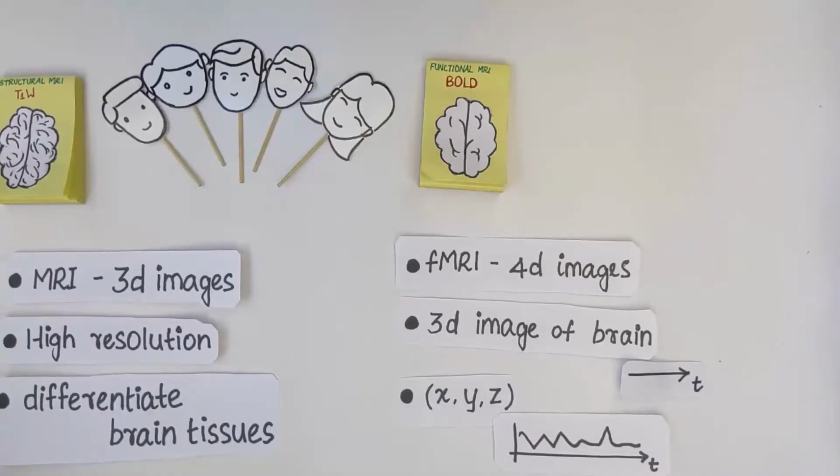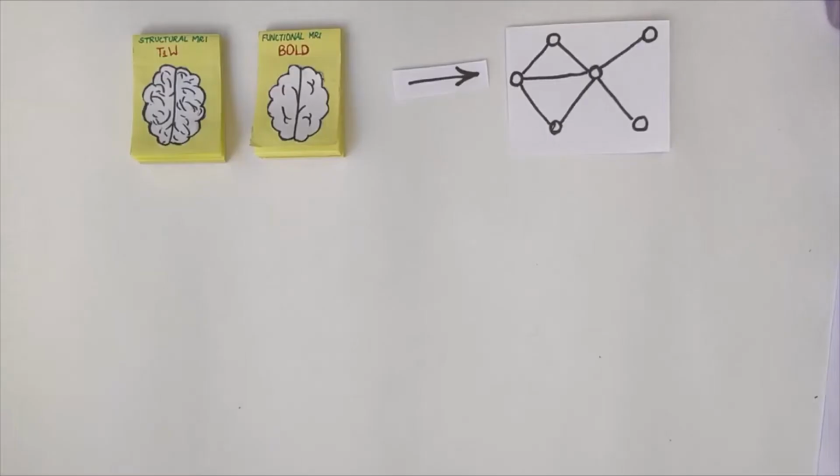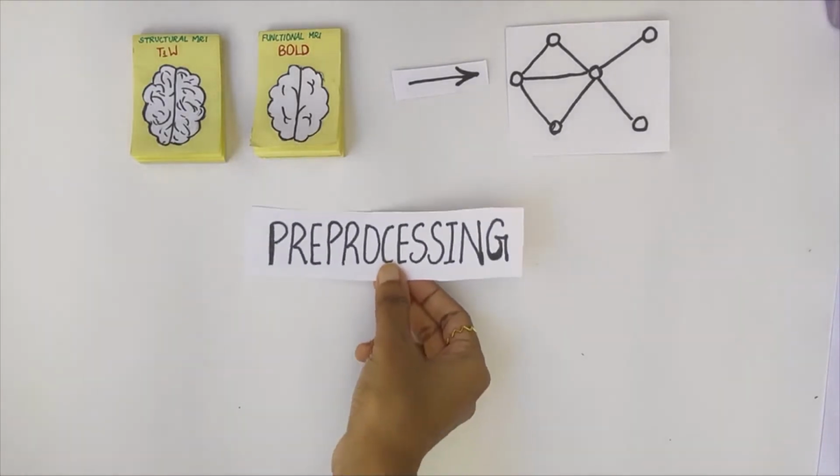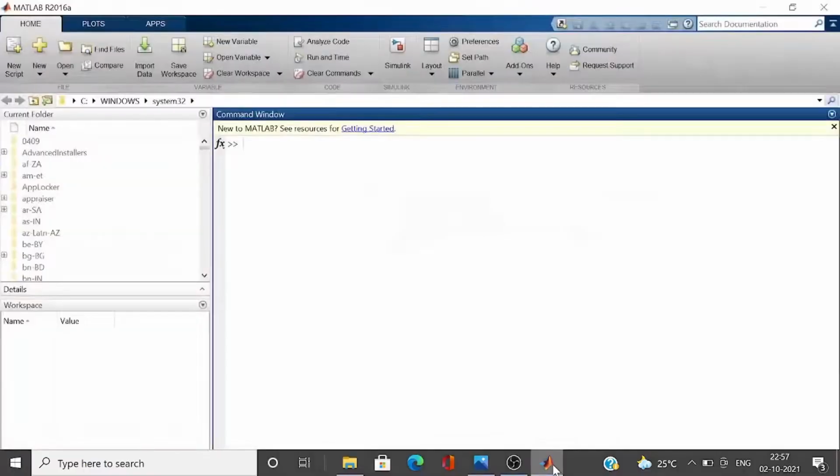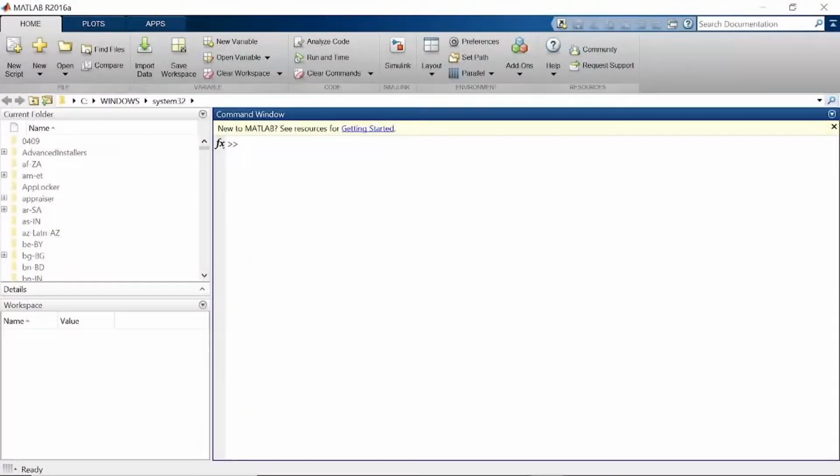So to pre-process these scans into networks, we use the MATLAB-based CONN toolbox. So now let us open CONN toolbox to set up the pre-processing. Open MATLAB and type CONN after installing CONN toolbox on your MATLAB. This will open the CONN GUI.